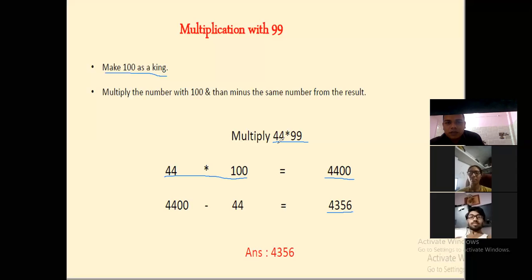So see, whenever you are going to multiply any number by 99, what you are going to do? You are going to multiply that particular number by 100. You are going to subtract that particular number from the result, and you get the final result. So you don't have to multiply the number 44 into 99. You just have to perform the subtraction.